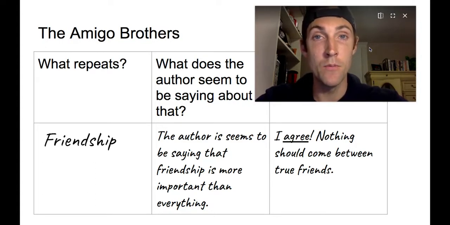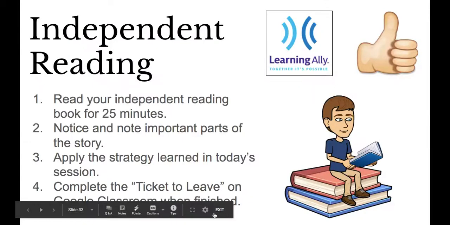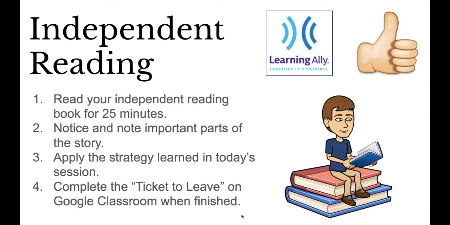But it's good for our brains to start thinking about it so we can get a meaning out of the text. So thinking about the theme and about what repeats in the story is what I would like to see you do in your independent reading today. Please read for 25 minutes. Notice and note those things that repeat in the story. Then try to apply today's strategy. Think, what does the author say about what is repeating? And then what is my response to what I'm reading?